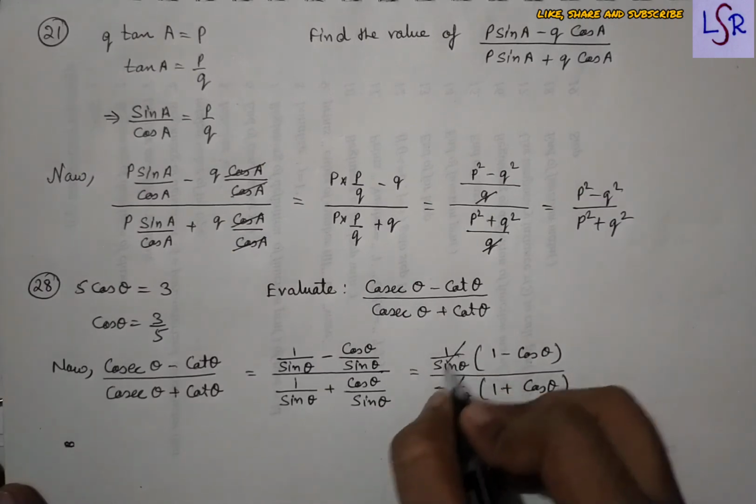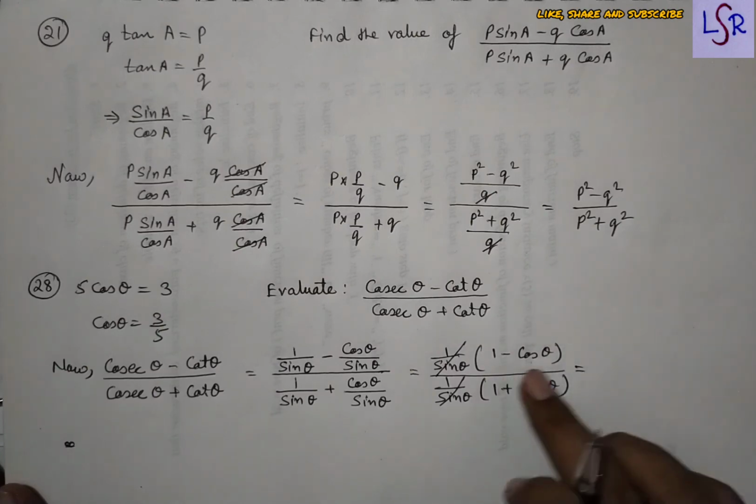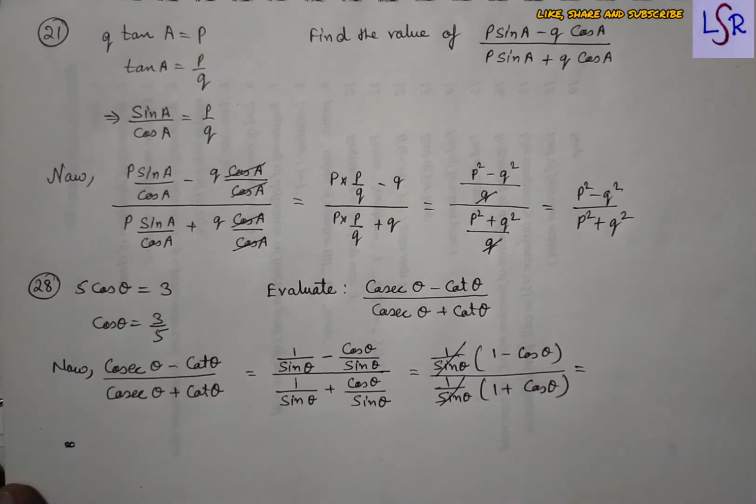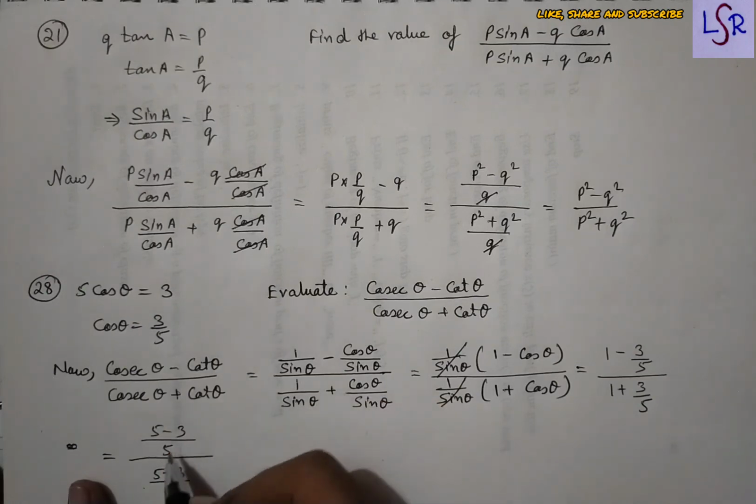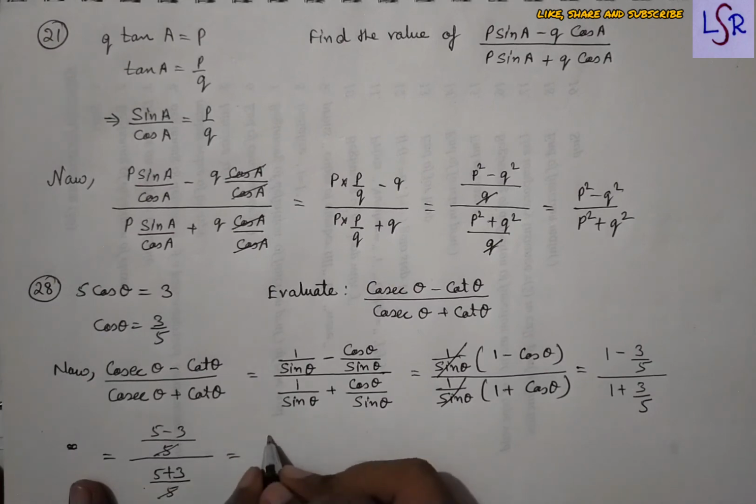Now we'll place the value of cos theta. After placing the value and taking LCM, we have got this. Then here both the denominators can be cancelled out and we're left with 5 minus 3, that is 2 upon 8, and that is equal to 1 upon 4.